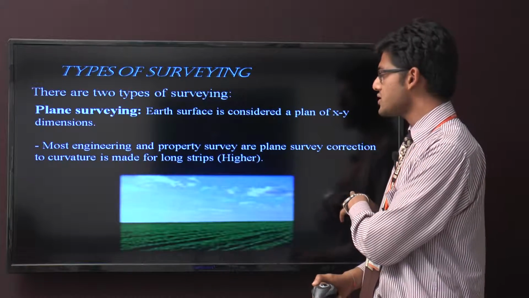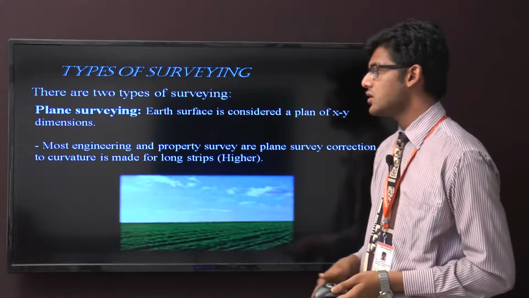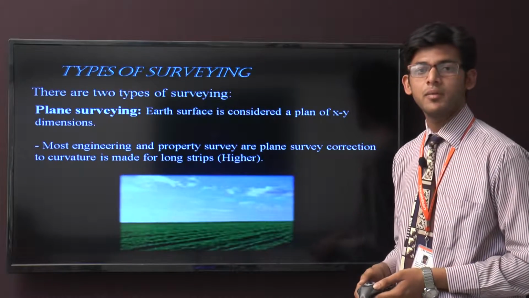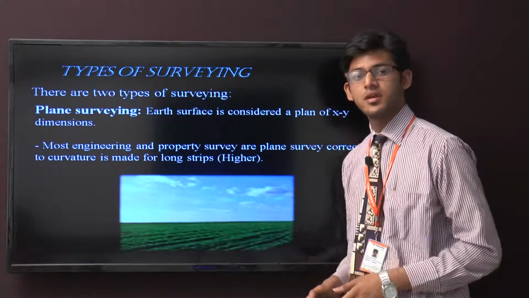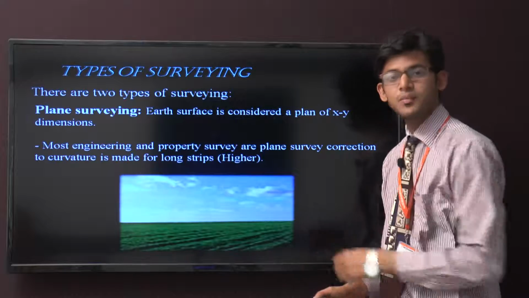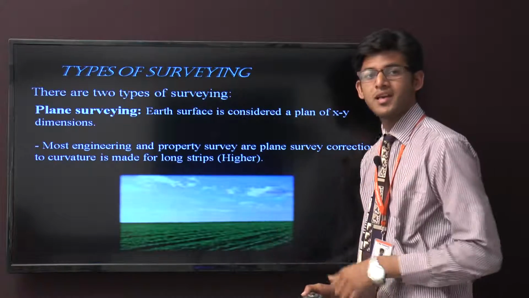Most engineering and property surveys are plane surveys, and the correction is generally made for the curvature of the earth, and thereafter the relative height is corrected. So this is how plane surveying is done. You can see one plane here, and there is the sky. It is taken as plane surveying and it is generally in the xy direction.